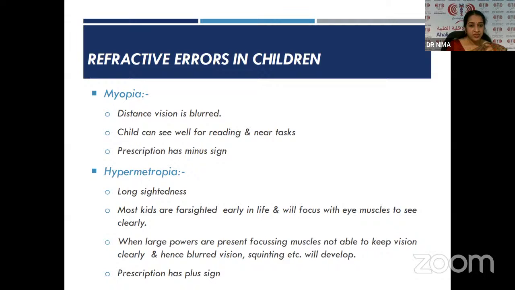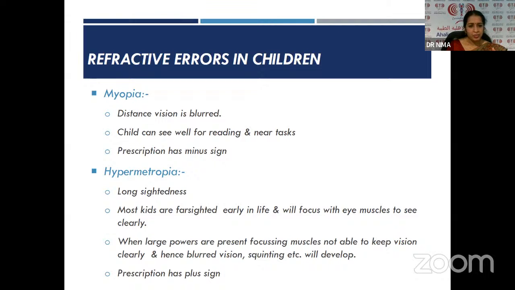So the distance vision is blurred. But the child can see well for reading and near vision tasks. And we will prescribe glasses, the minus glasses, for myopia or short sight. The prescription is given after the cyclorefraction and retinoscopy testing.